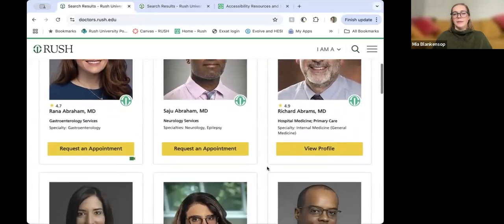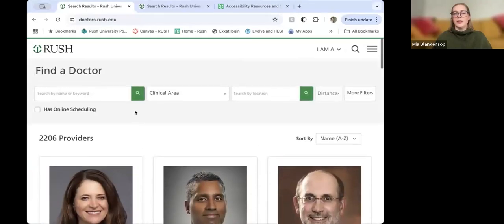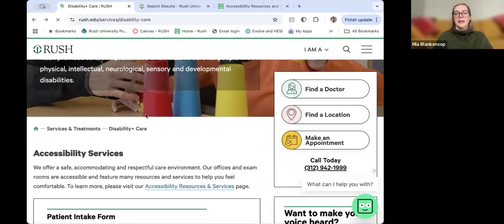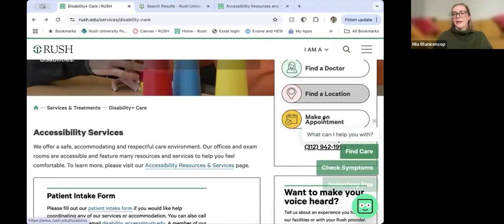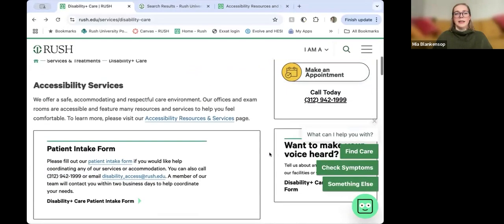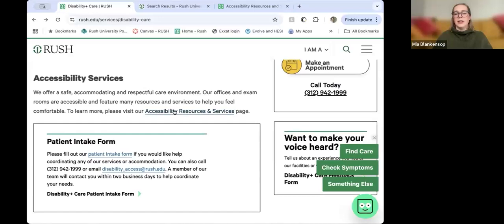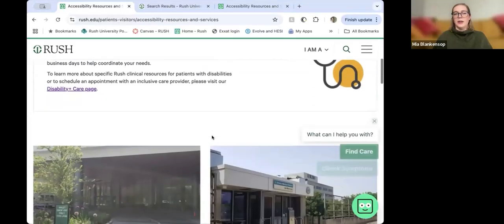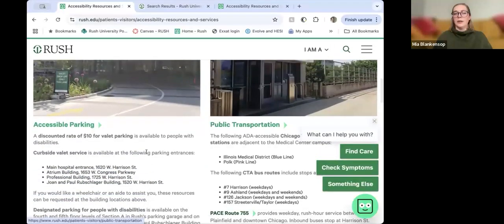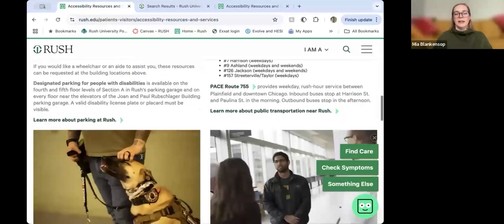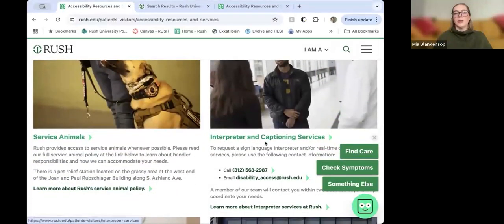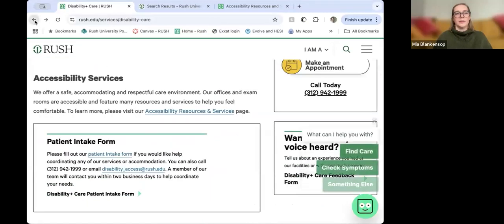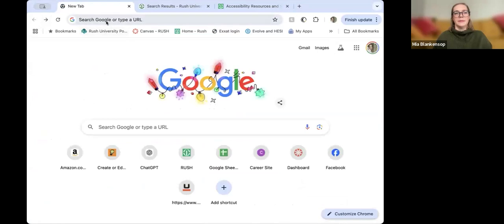These are some that you can search using keywords about what you might need. Find a location, make an appointment. Then this links to the original accessibility and resources and services page. You know, if you want to come in, how do you get parking, service animals, interpreter and captioning services, which are very robust at Rush.